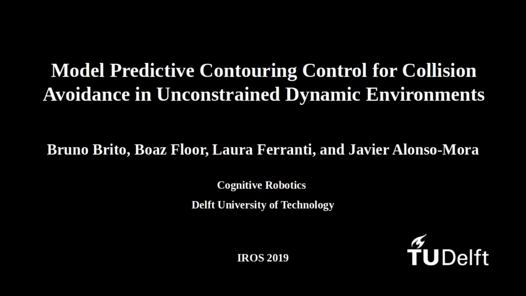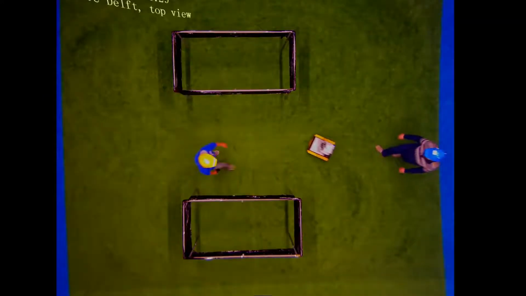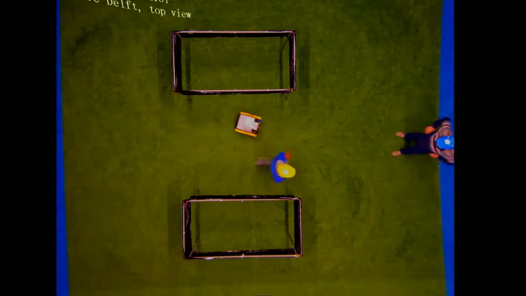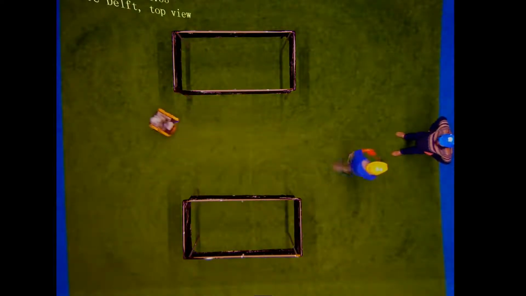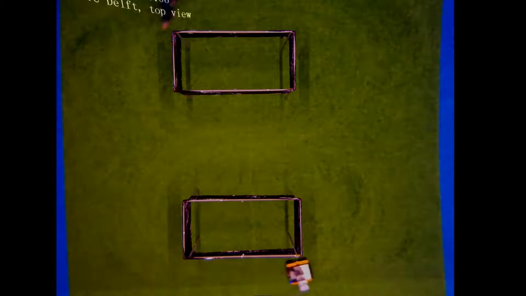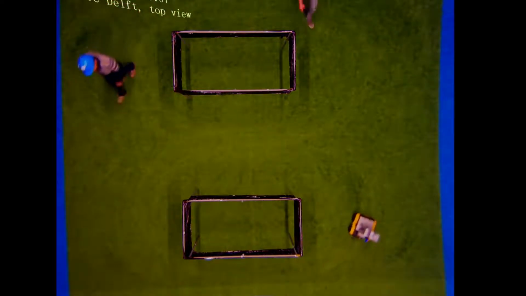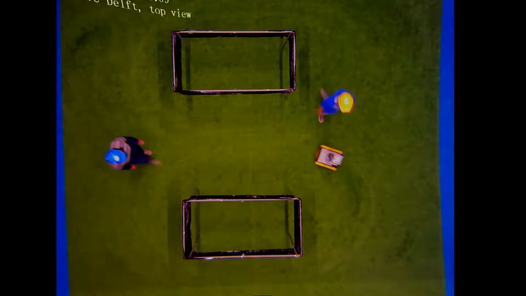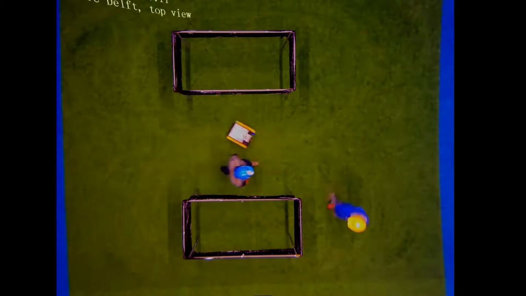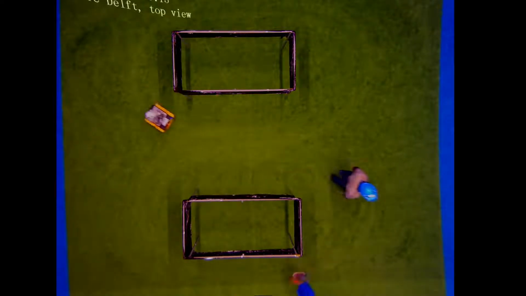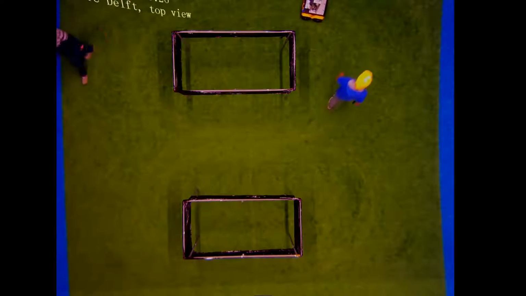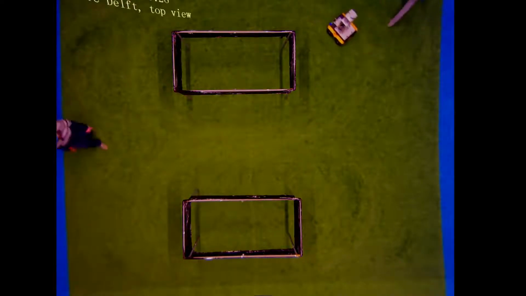This video complements our IROS 2019 paper submission, where we present a method for motion planning in unstructured environments. By formulating a nonlinear model predictive contouring control problem, we avoid collisions with the static environment and we anticipate on predicted behavior of dynamic obstacles. Our method combines both planning and control in one module to generate kinematically feasible local trajectories. We provide real experiments and a comparison to state-of-the-art methods.